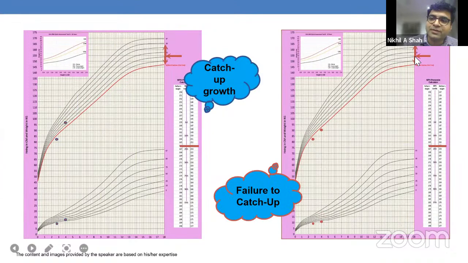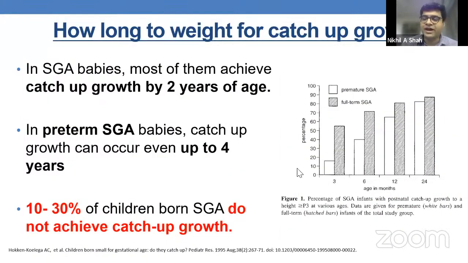Now, how long do we wait for catch-up growth? In SGA babies, most of them achieve catch-up growth by 2 years of age. And this was very well demonstrated in a study by Hawke and colleagues in the 90s, where 90% of the babies achieved catch-up growth by around 2 years of age. However, in preterm SGA babies, catch-up growth can occur even up to 4 years of age.